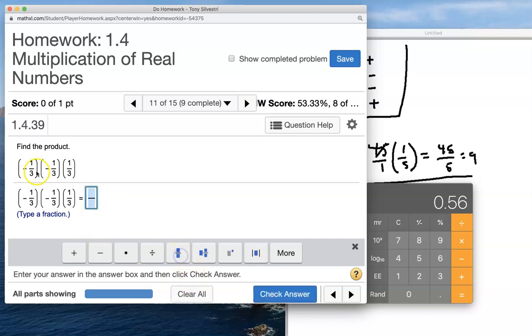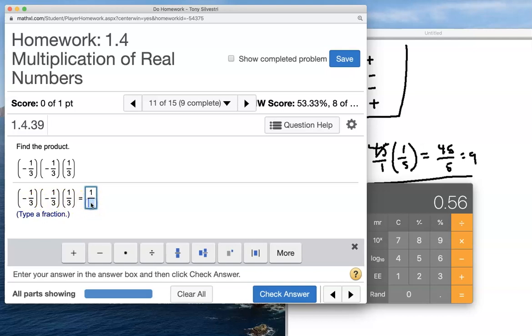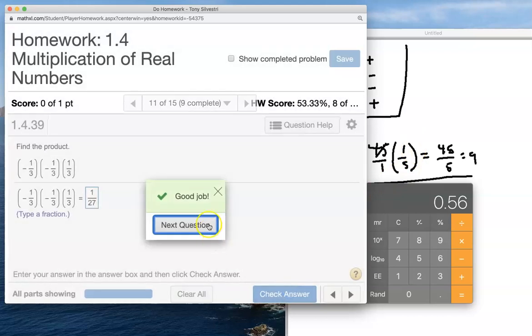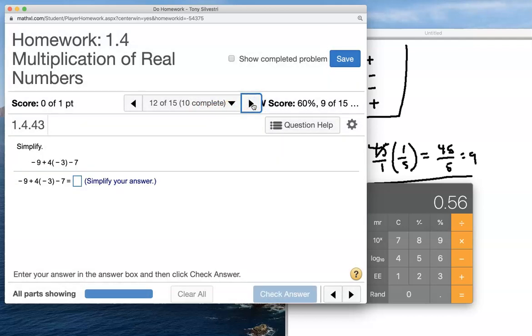And so now what I'm going to do is multiply the numerators. 1 times 1 times 1 is 1. I'm going to multiply the denominators. 3 times 3 is 9, times 3 is 27. And that's it. So I'm going to check my answer. Great job. Only 4 more now.